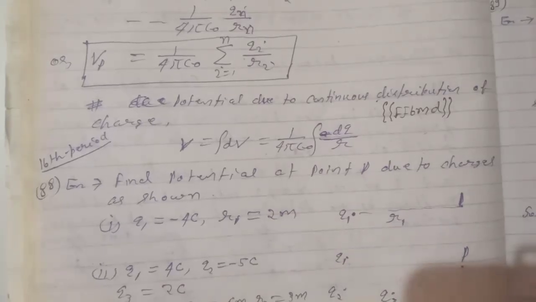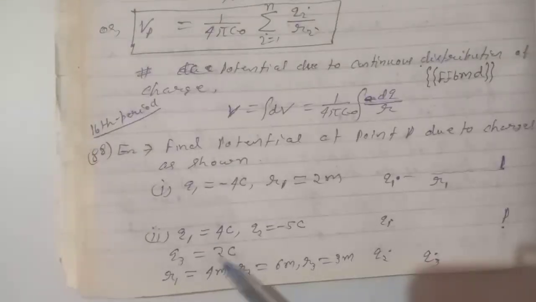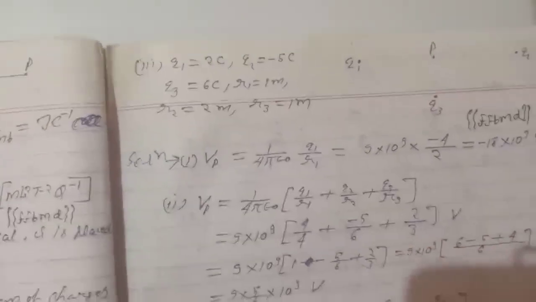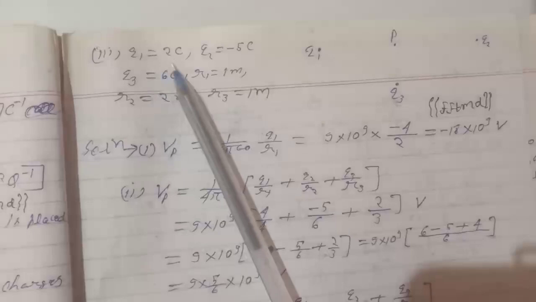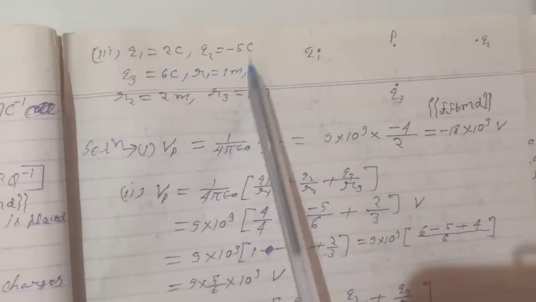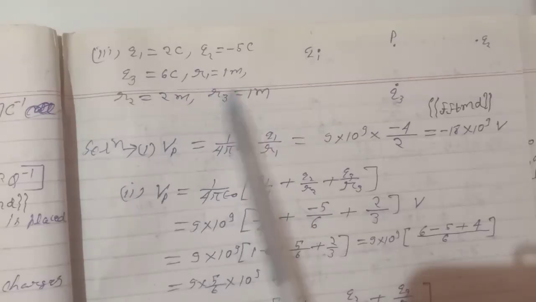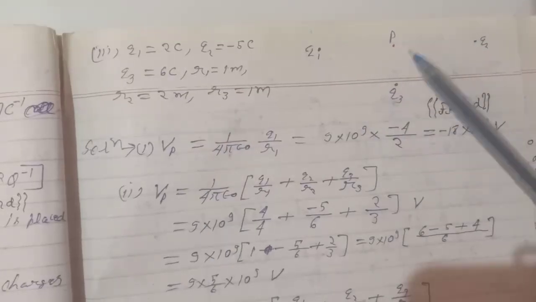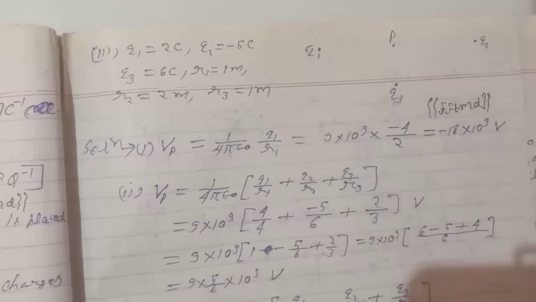And second, it is a system of 3 charges. Q1 equals 4 coulomb, Q2 equals minus 5 coulomb, Q3 equals 2 coulomb, R1 equals 4 meter, R2 equals 6 meter, R3 equals 3 meter. It is shown here. And third, Q1 equals 2 coulomb, Q2 equals minus 5 coulomb, Q3 equals 6 coulomb, R1 is 1 meter, R2 is 2 meter, and R3 is 3 meter. We have to find it similarly, because potential is a scalar quantity, not a vector. We find it individually and add up.